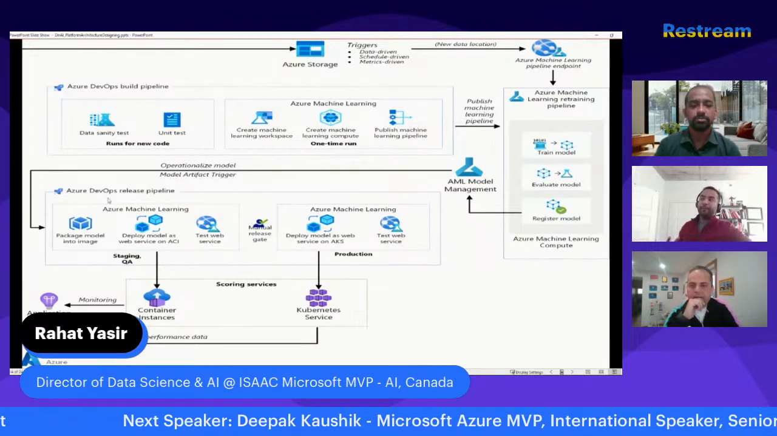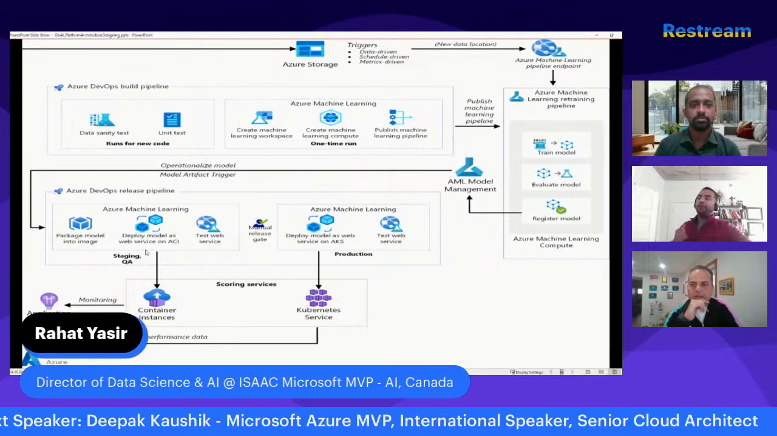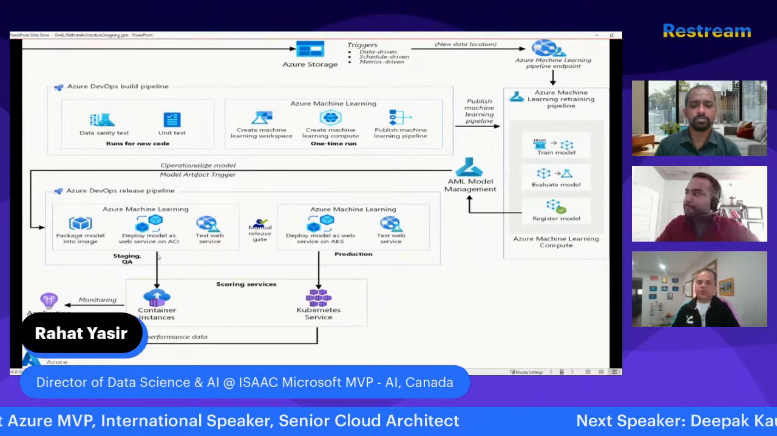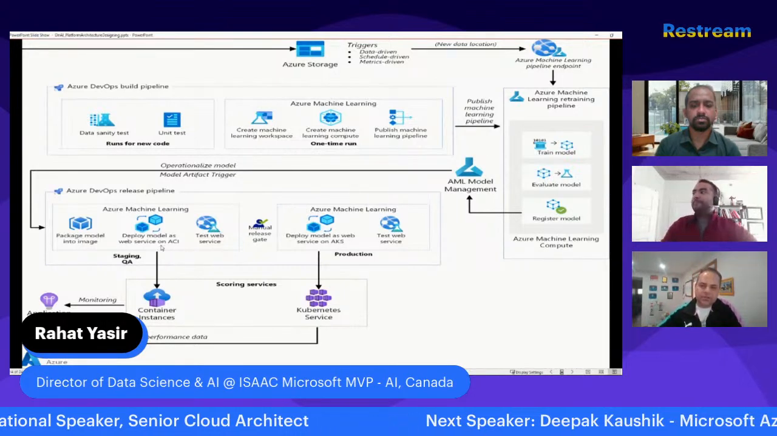So we call this environment staging or QA. What is ACI in this case, Rahat? Could you explain deploying a model as a web service on ACI?